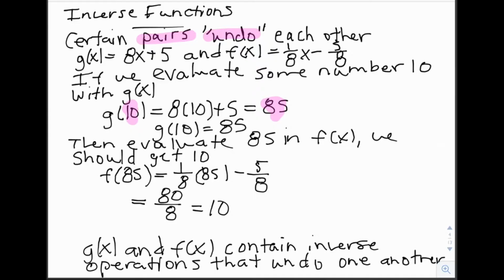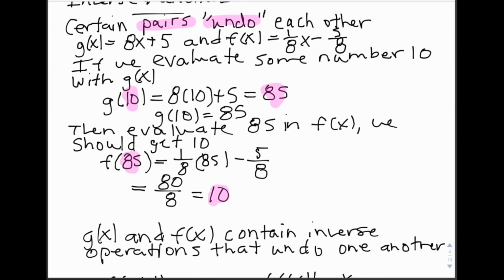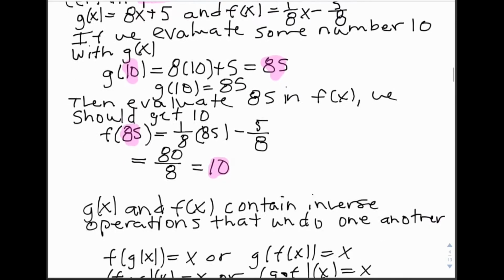Now, if we take this 85 and plug it back into our f of x, we should get the value of 10. So if we look here, we will have 85 in for our f, and we have 1/8 times 85 minus 5/8, or in other words, that's 80/8, or a value of 10. So notice how they, in some sort of way, undid each other. So what can we conclude? g of x and f of x contain inverse operations that undo one another.